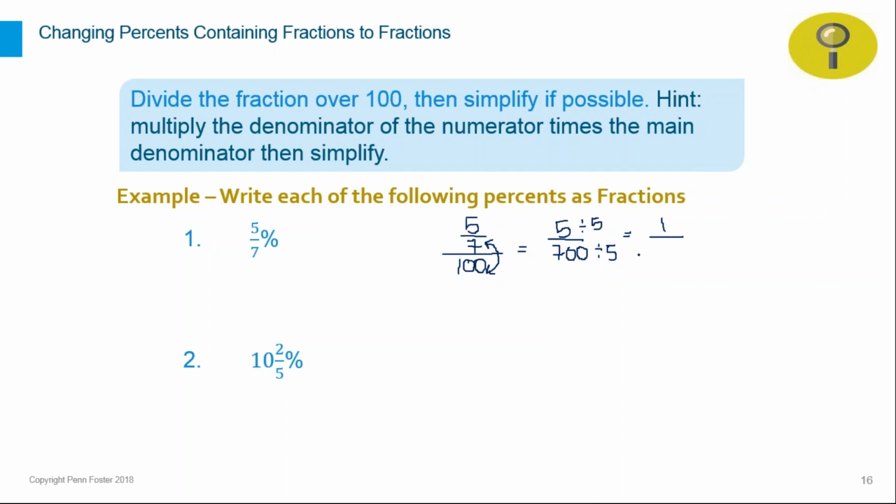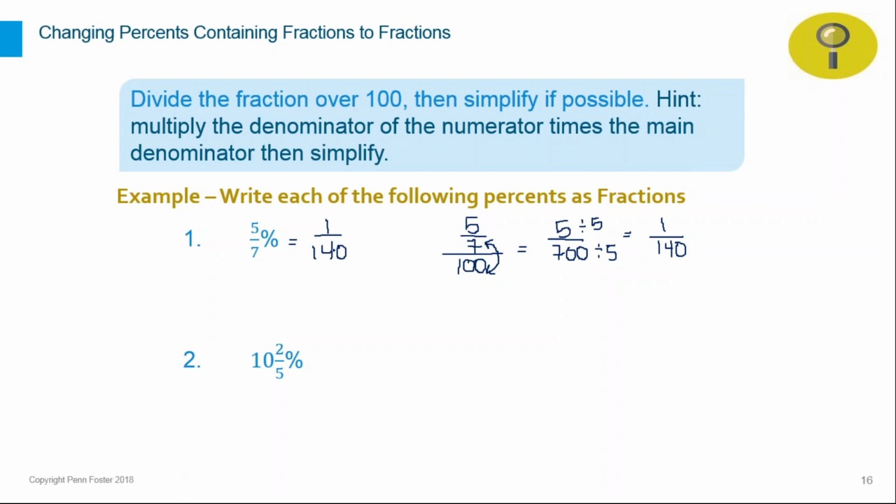And then we have the 700 over 5. It will give you 140. Then the fraction form of the 5/7 percent is 1 over 140.